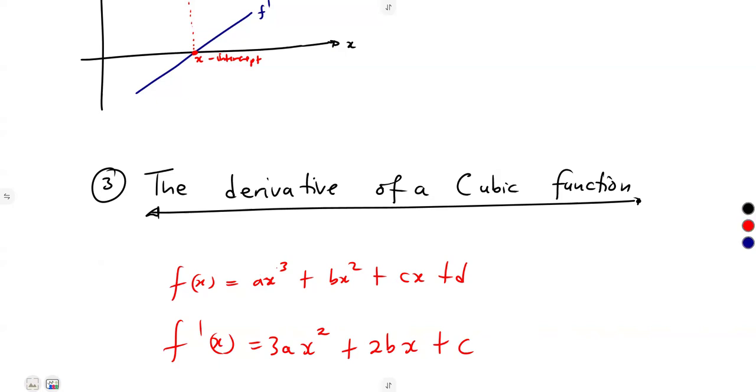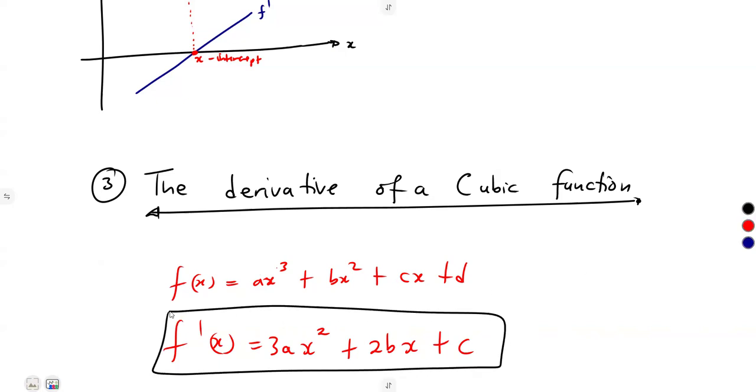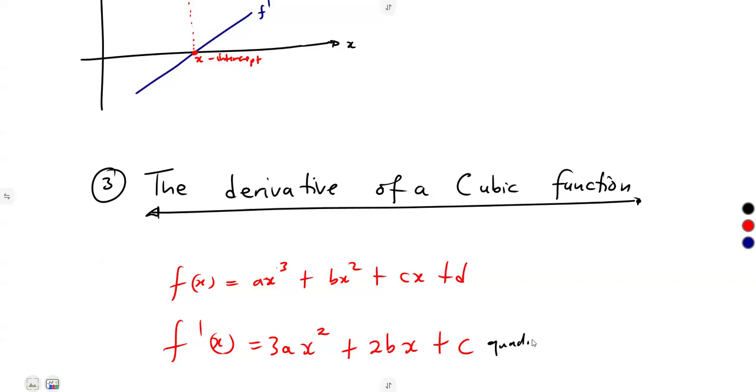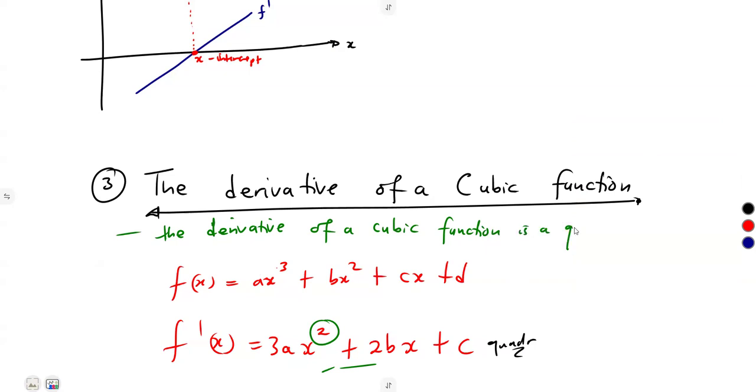So this is your first derivative, where the highest power is 2. So meaning to say, you obtain a quadratic from a cubic. What you're going to obtain at the end is a quadratic, where the highest power is 2. So the derivative of a cubic function is a quadratic.